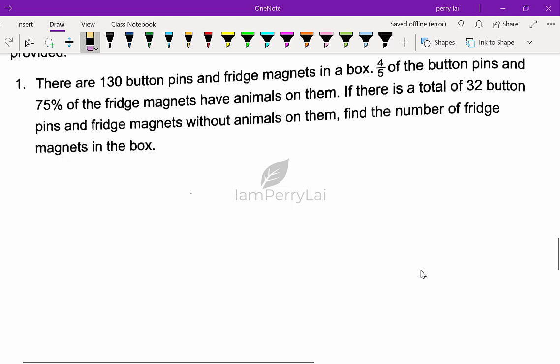Alright, this model is for primary 6 students called Simultaneous Equations. Simultaneous simply means at the same time. Okay, so highlight keywords first.